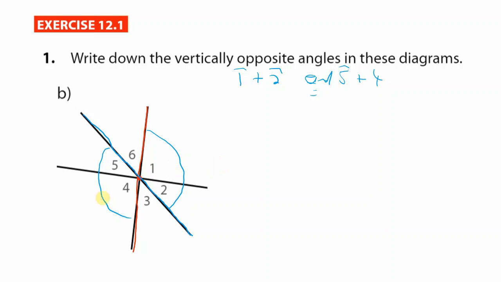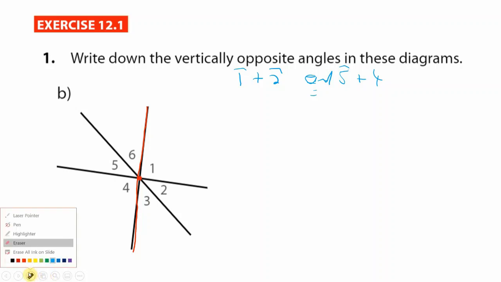Okay, so then let's try something else. Let me get the eraser and remove the blue. And let's now try something different. No, not red. Let's take yellow, and let's take another line. Let's use this one here.